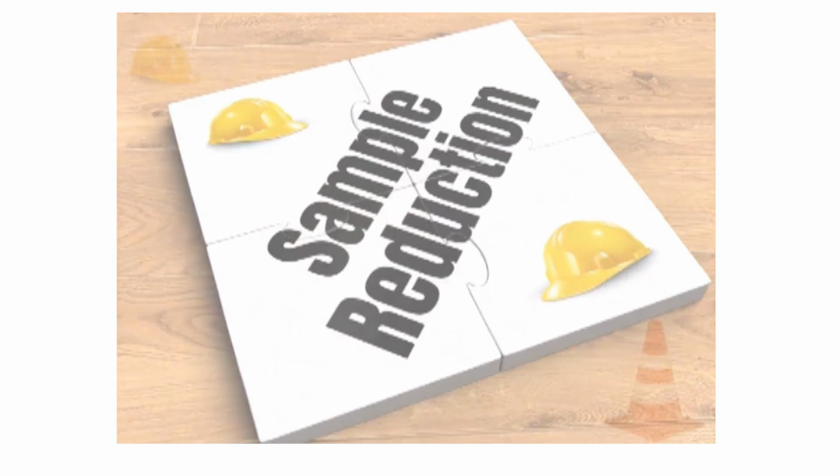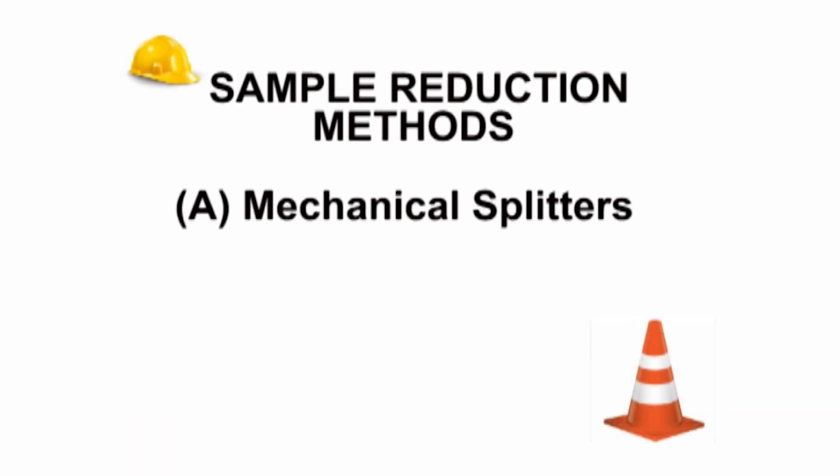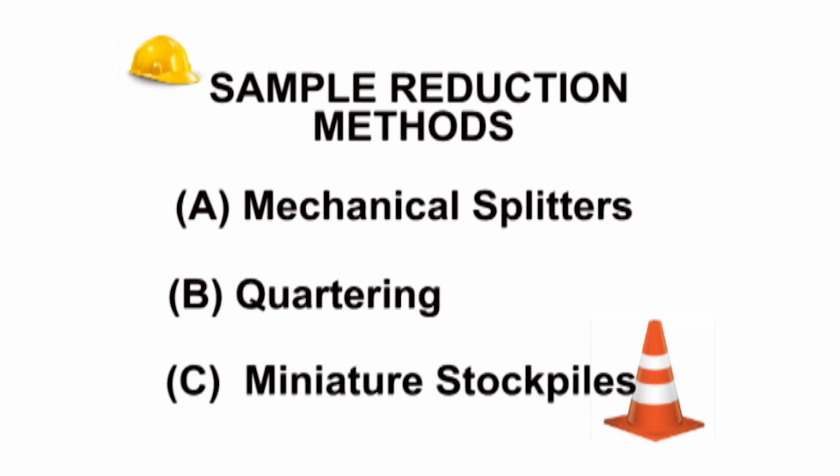Method A is the mechanical splitter, which can be used for coarse aggregate and for fine aggregate that is drier than the saturated surface dry condition. Method B is quartering using a shovel or scoop, which can be used for coarse aggregate or for fine aggregate with free surface moisture. Method C is called miniature stockpile sampling. Method C can be used for either type of aggregate.